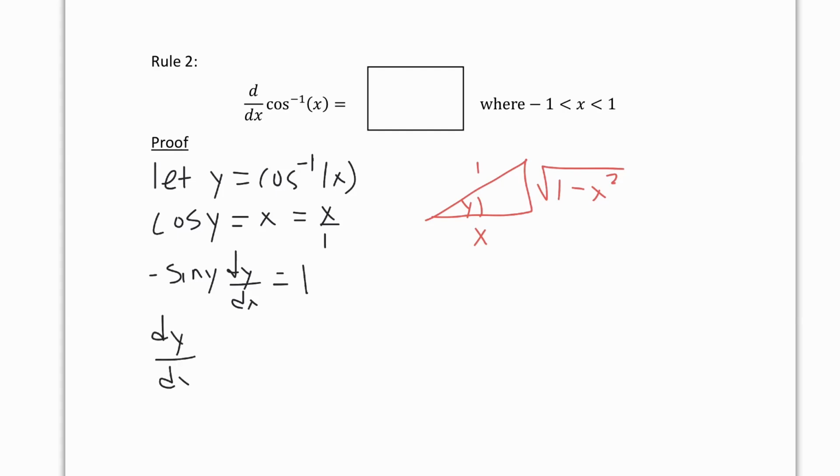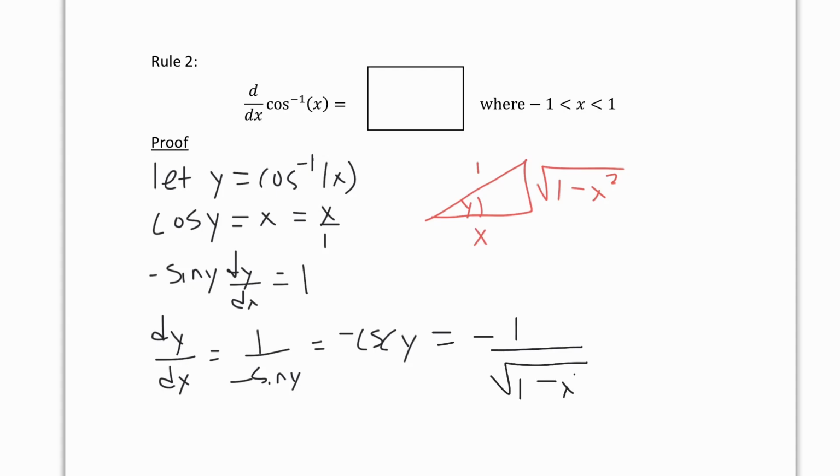Isolating, we get dy/dx is equal to 1 over negative sine y, which we could write as negative cosecant y. Now looking back at our triangle, either thinking about it as the reciprocal of sine or thinking about it as cosecant, either way we're going to be looking at the hypotenuse and the opposite, because sine is opposite over hypotenuse. Cosecant is hypotenuse over opposite, giving us our final answer of negative 1 over root 1 minus x squared.